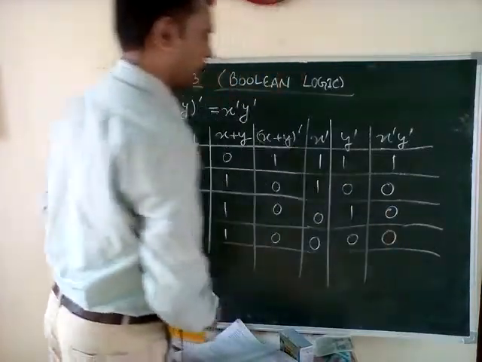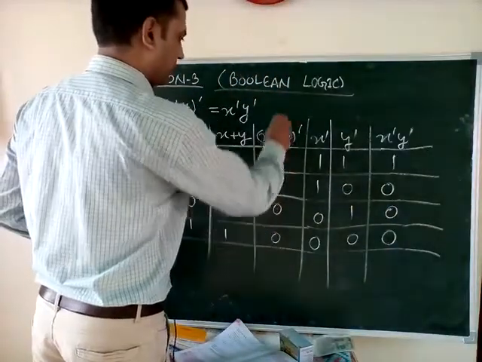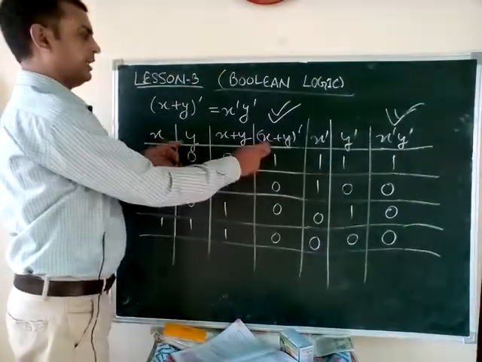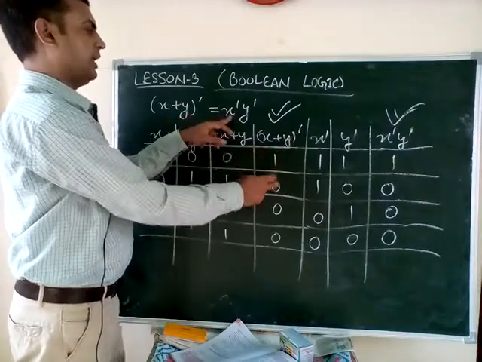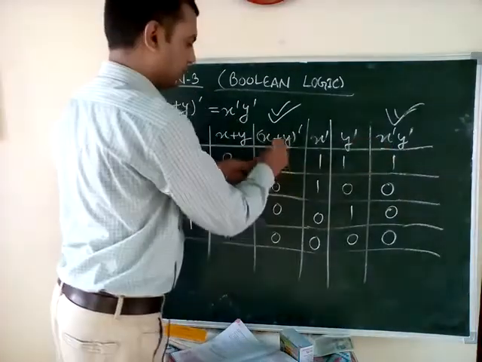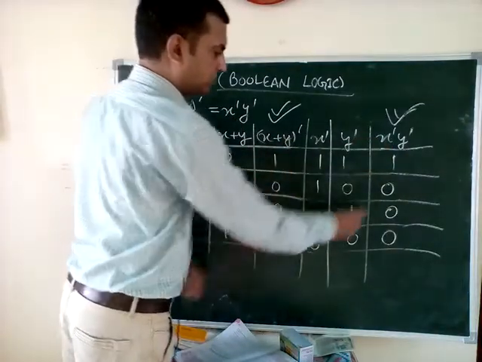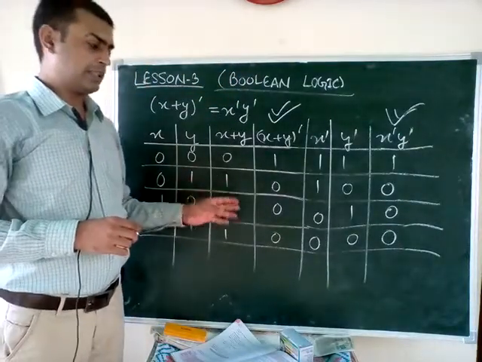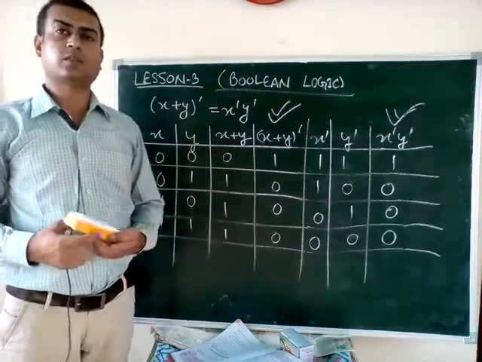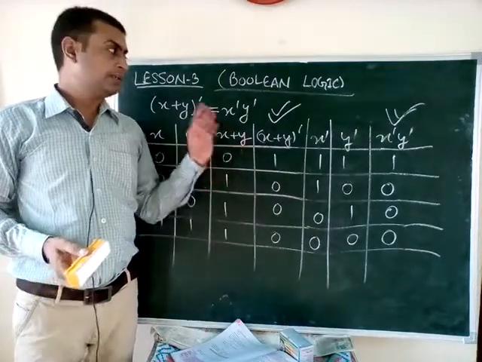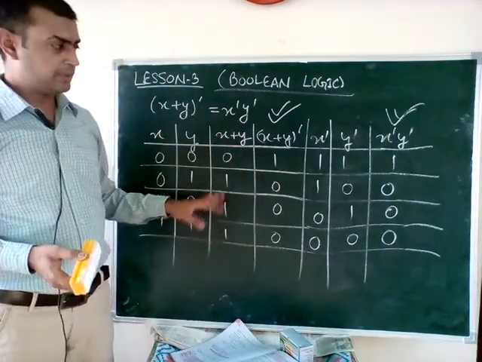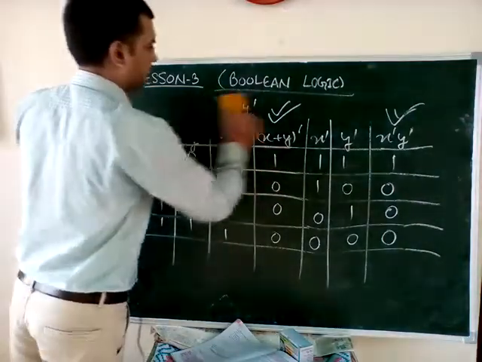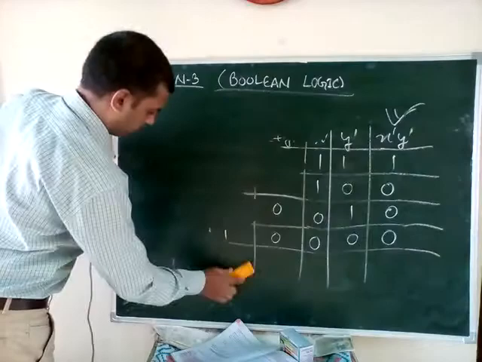Now you can see this column and this column, x plus y bar, and this is x bar y bar. You can see this 1 0 0 0 and 1 0 0 0, both are same. So this was the second question, and in this kind of questions you will get in your exam, that prove this. So you have to draw the table and you have to show the answer like this.